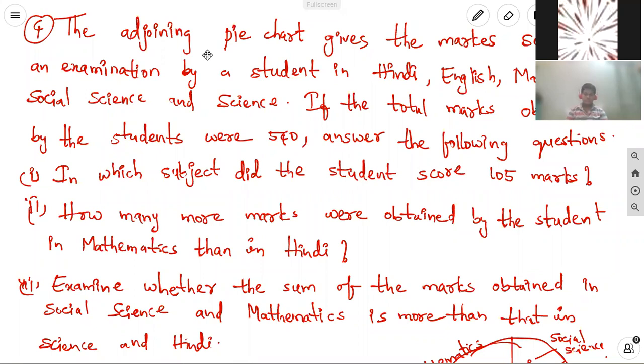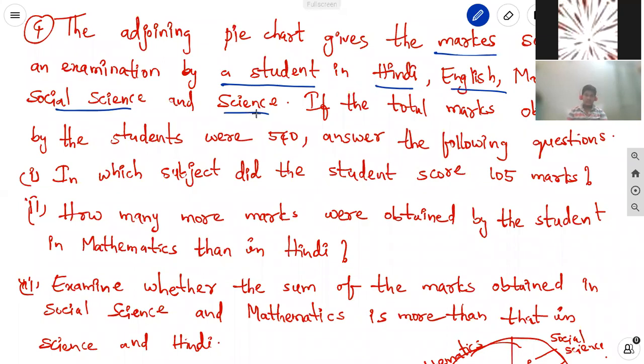Fourth problem. The adjoining pie chart gives the marks scored in an examination by a student, only one student, in subjects Hindi, English, mathematics, social science and science. If the total marks obtained by the student were 540, answer the following questions. The first question is, in which subject did the student score 105 marks?